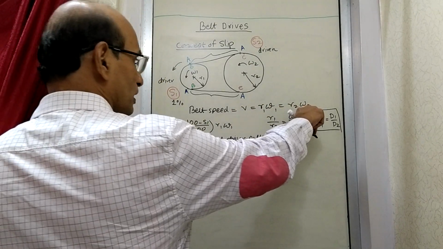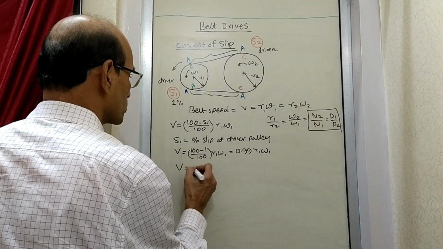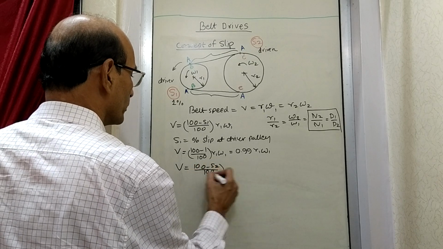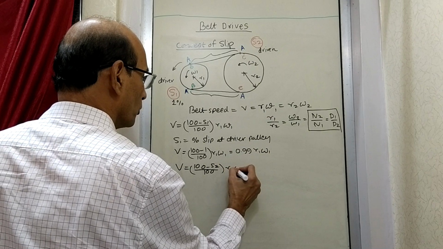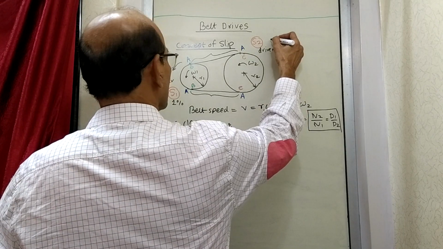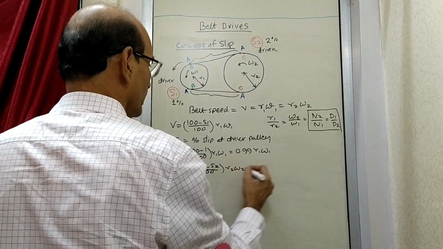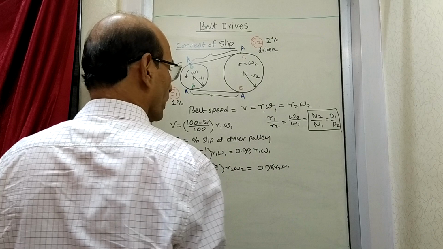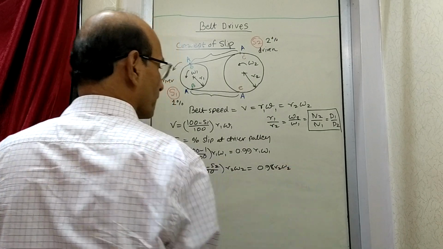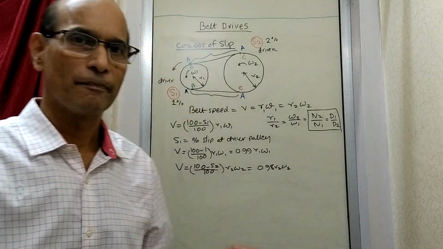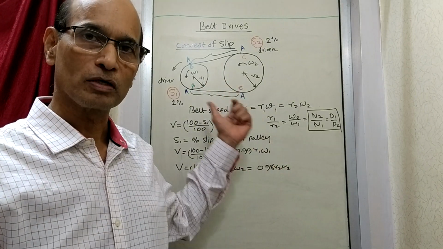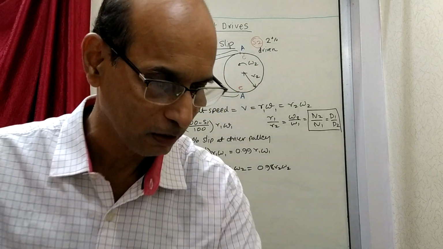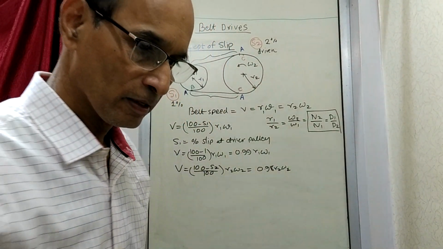So when I write the same equation here, you can see that V is also equal to (100 minus S2) upon 100 times R2 omega 2. And suppose this S2 is, let's say, 2%, then this will be 0.98 R2 omega 2. Normally, the total of S1 and S2 is not separately considered. It is considered as combined slip. So normally I'll just write down now, the combined effect is like this.